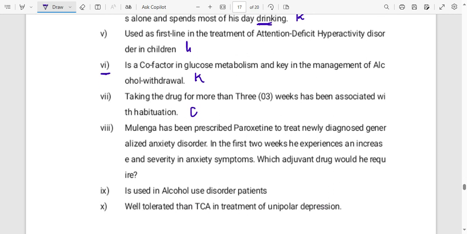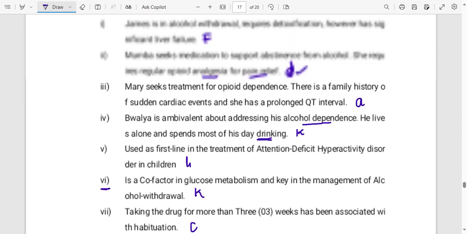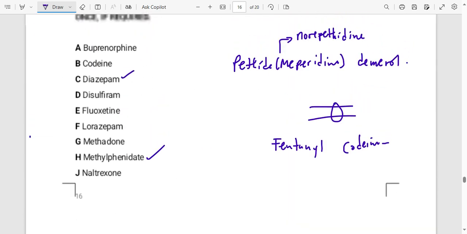Mulenga has been prescribed paroxetine to treat newly diagnosed generalized anxiety disorder. In the first 2 weeks, he experiences an increase in severity of anxiety symptoms. Which adjuvant drug would he require? He's taking a drug for anxiety disorder, and you want an adjuvant, what you can add on top for anxiety. So which one of these can you add on top?